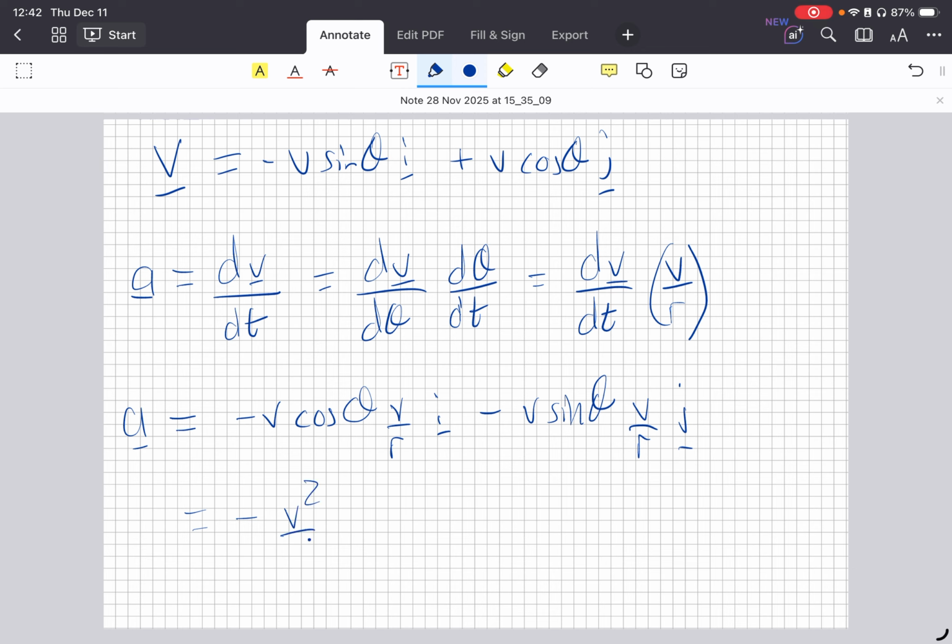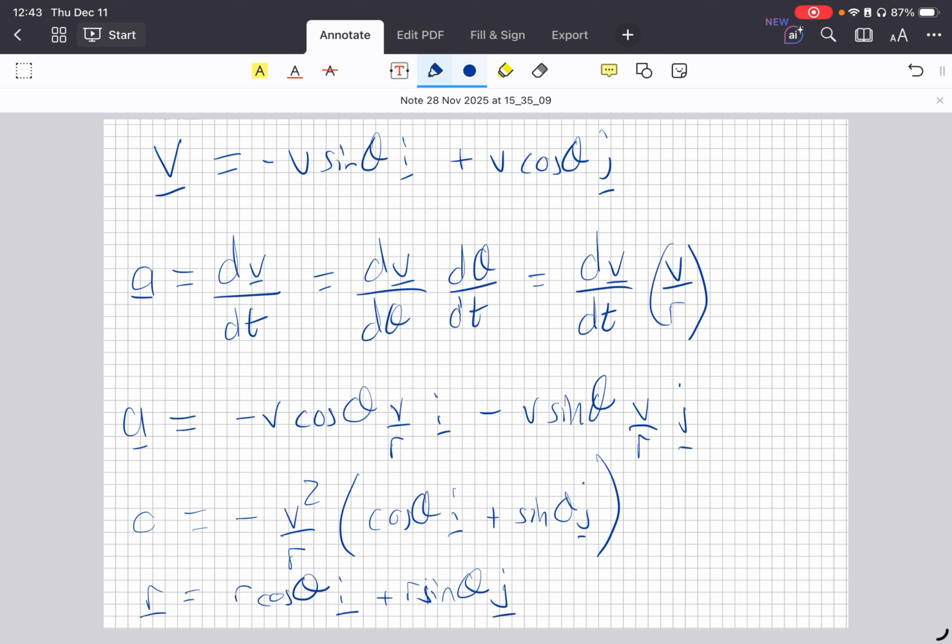And so I get minus v squared over r times cosine theta i plus sine theta j, exactly as we did in the lectures, showing that this acceleration vector actually acts in exactly the opposite direction. So I've got this minus sign here. If you remember what r was, it was r cosine theta i plus r sine theta j.